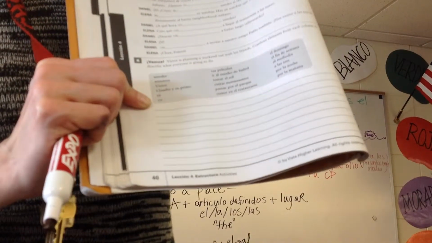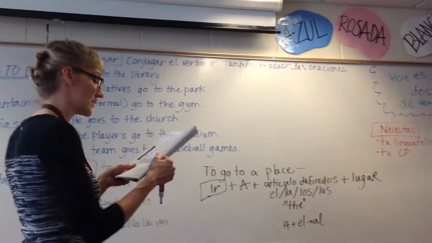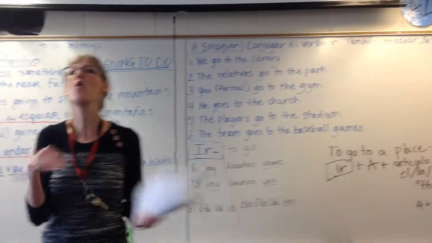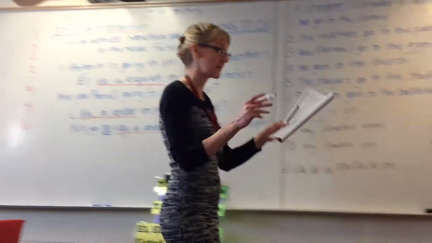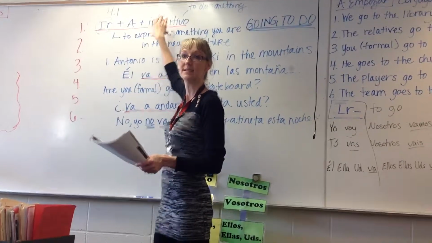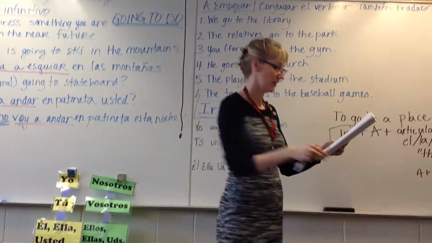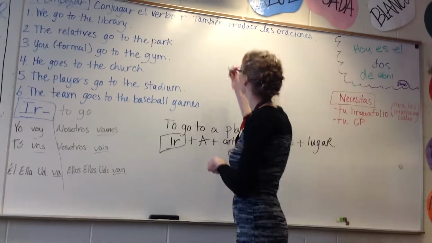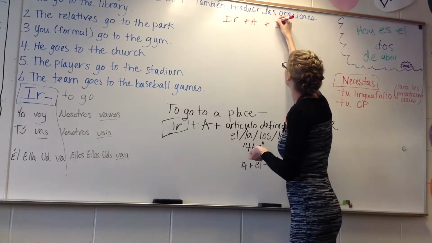The way you essentially have to do this, it says, Victor is planning a weekend out with his friends. Combine elements from each column to describe what everyone is going to do. Not what they're doing right now, what they are going to do. So at the very top of your instructions, I want you to write out the formula. Ir plus a plus infinitivo. Because all of your answers are going to be ir plus a plus an infinitivo.